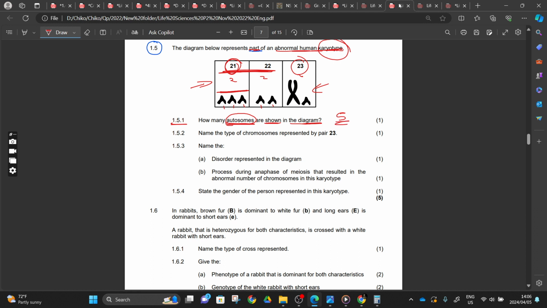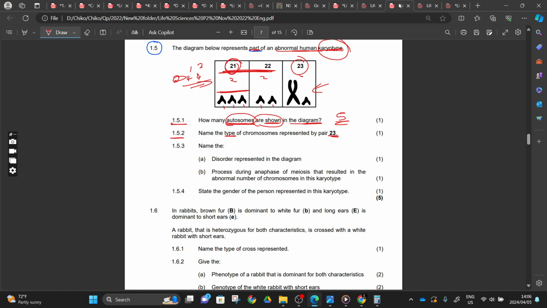You know what autosomes are, you know what gonosomes are. This is an autosome. Maybe they can ask you, because they said how many autosomes are shown, they don't want autosomes from 1 up until 22. You can come and say there will be 46, 47, minus 2, 44. Something like that. So 1.5.2, name the type of chromosomes represented by pair 23.